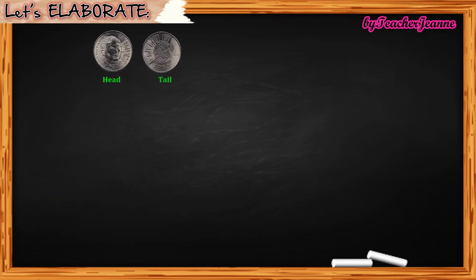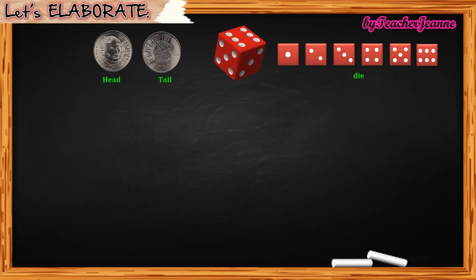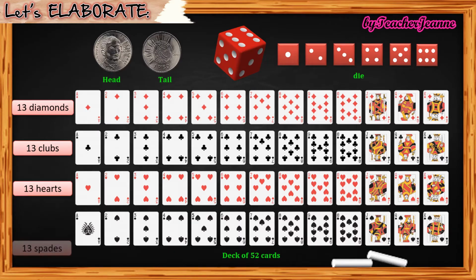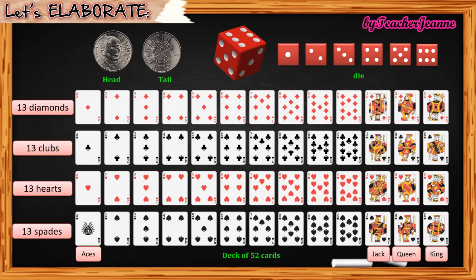Now, in flipping a coin, we have 2 possible outcomes. We have the head and we have the tail. In rolling a die, we have 6 possible outcomes. We have 1, 2, 3, 4, 5, and 6. And in a deck of 52 cards, we have 52 possible outcomes. We have 13 diamonds, 13 clubs, 13 hearts, and 13 spades. And take note also, in 52 cards, we have 4 aces, 4 jacks, 4 queens, and 4 kings.